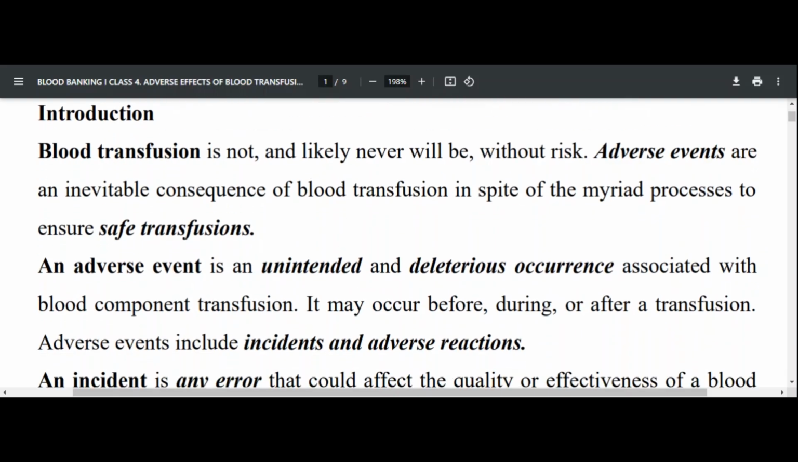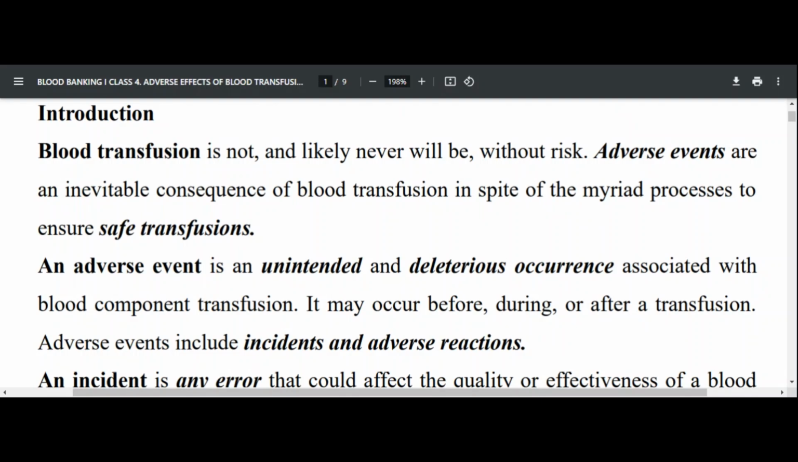Adverse events are any unintended and deleterious occurrence associated with blood component transfusion, and may occur just before, during, or even after transfusion. Adverse events include incidents and also adverse reactions. These are the two different terms.